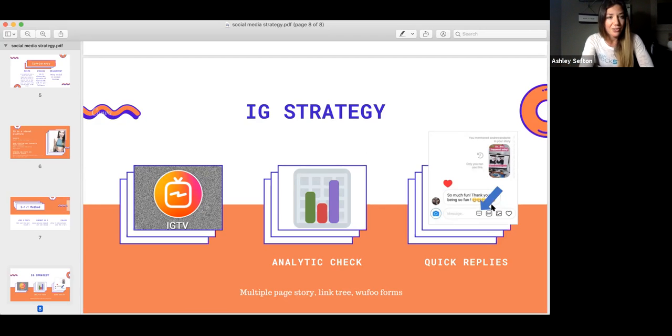Quick replies. Are you guys doing quick replies? No? So in Instagram, if you go to somebody that you're having a conversation with, everybody do it now. Go to the plus sign in the message, and there's a little bubble with the 3 dots. It's right here on the screen. That's called a quick reply.